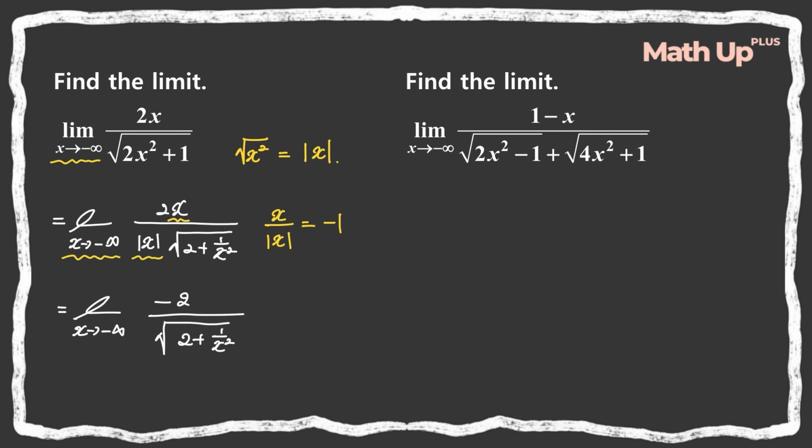1 over x squared. And we know that this approaches 0 as x approaches negative infinity, right? So this limit is equal to -2 over the square root of 2 plus 0. And if we rationalize this, that's going to be equal to -2 root 2 over 2. So that's negative square root of 2. All right?